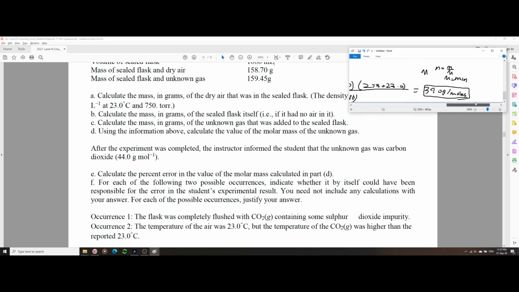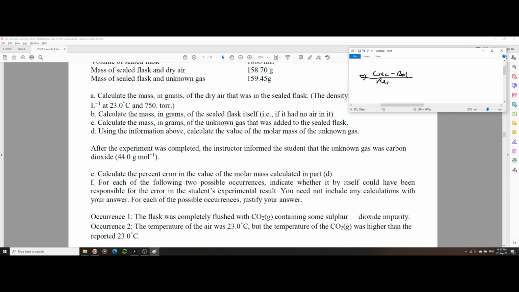And which one is wrong? Of course, this one's wrong, due to some error, which we will later try to figure out. But for now, we need to calculate the percentage error. So to do that, it's always calculated minus real, or given, whatever it's called, over the real. So the calculated one minus given over given.